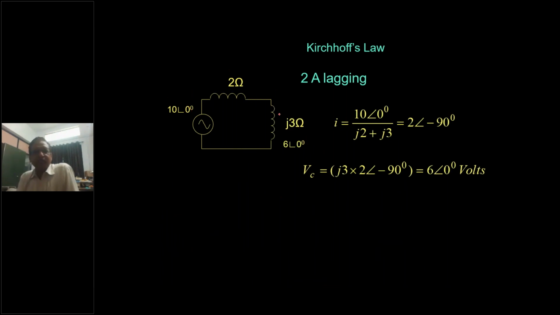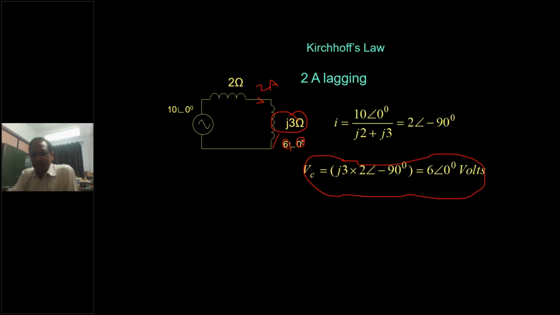Inductor. Now 3 and 2.5, the inductor current is lagging, and the current is 2 ampere again. Now if you calculate the voltage, 2 multiplied by 3, we get 6 volt. So the voltage across this inductor is 6 volt at an angle 0.